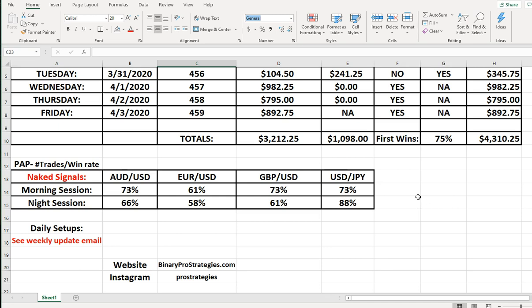So the beauty of these patterns is once you get into a particular position, whether you're buying or selling it, you let them expire. You don't have to worry about stops. You don't have to worry about getting out early.